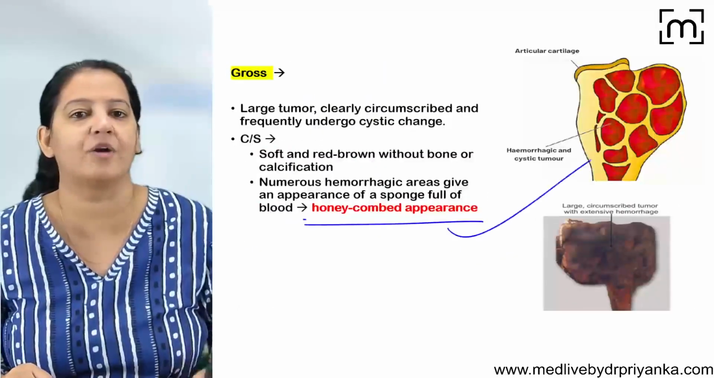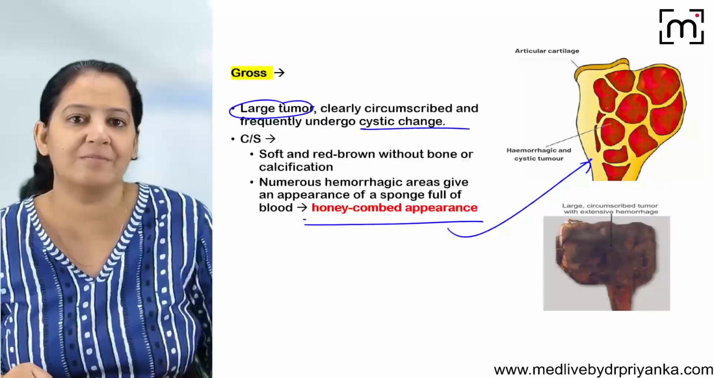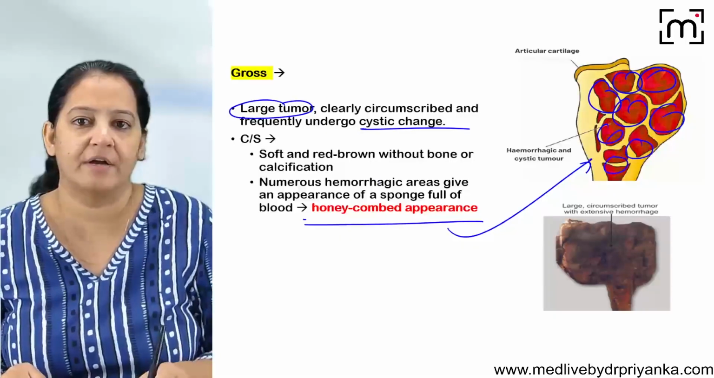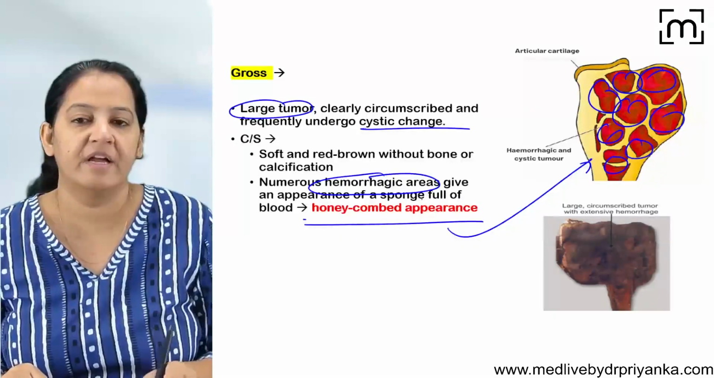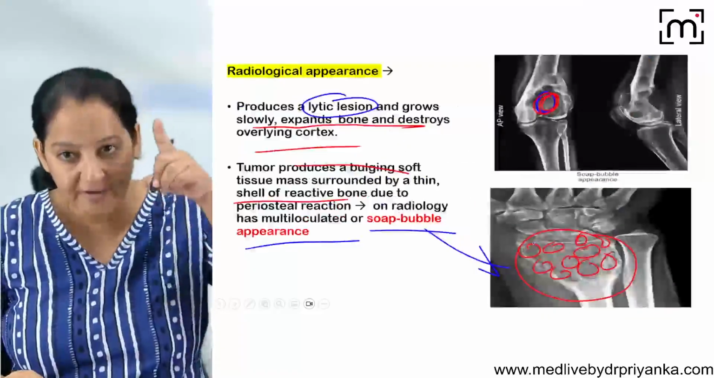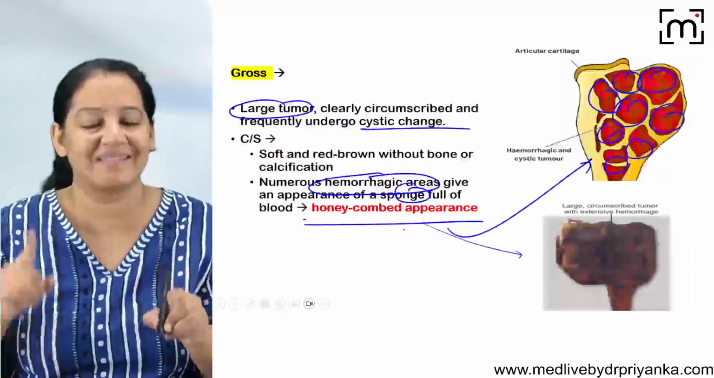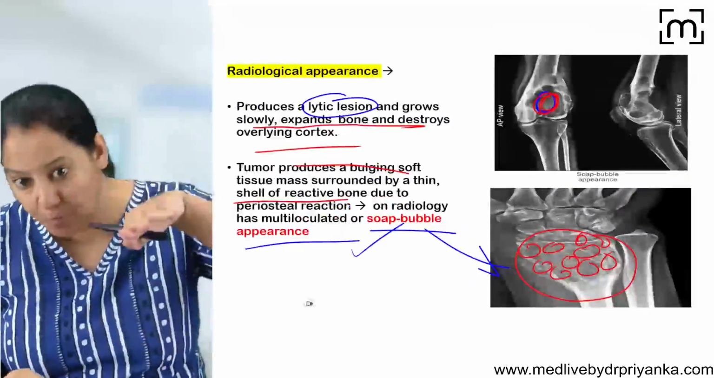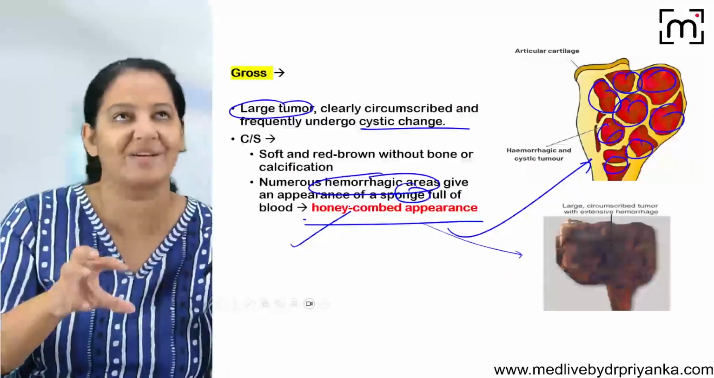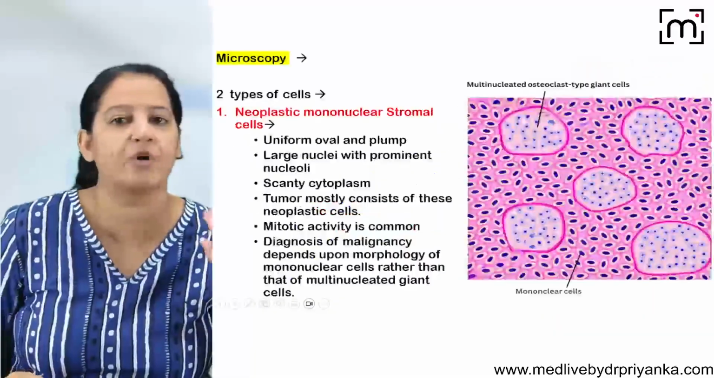Grossly, it appears as a honeycomb appearance. You can see a large tumor with multiple small cysts filled with blood. So hemorrhagic cysts are there, numerous hemorrhagic areas, which give a sponge-like appearance. It is known as honeycomb appearance. So in radiology, learn one word, soap bubble appearance, and in the gross, learn one word, honeycomb appearance. The same soap bubble appearance of radiology appears as honeycomb appearance grossly because multiple small cystic areas filled with blood give a sponge-like appearance.